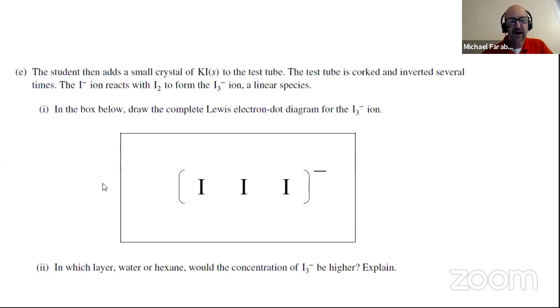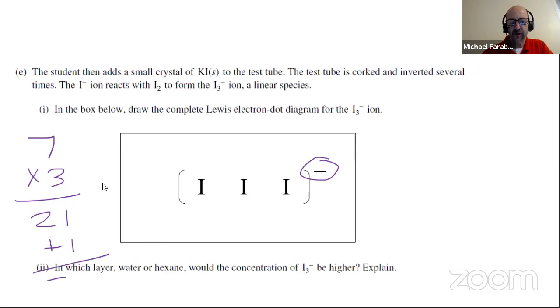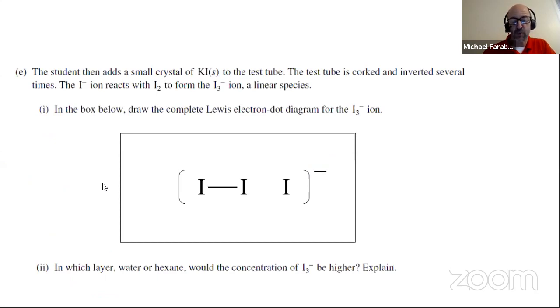Now, the valence electrons for iodine would be 7, and we have 3 of them. So 7 times 3 is 21. But don't forget, you also have this negative charge, so we get to add 1 more electron. So the grand total of electrons I have to work with is 22. With 22 electrons, that's 2 electrons for the shared pair, that's 4. I'm going to go ahead and satisfy the octet on the terminal atoms: 6, 8, 10, 12, 14, 16. I still have 6 more electrons. I'm going to put them on the central atom.